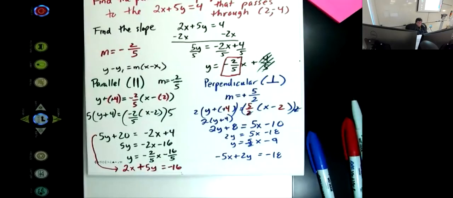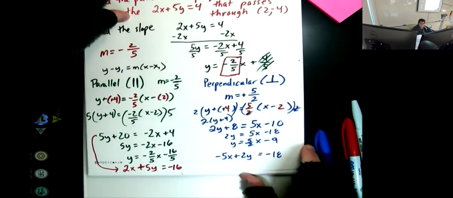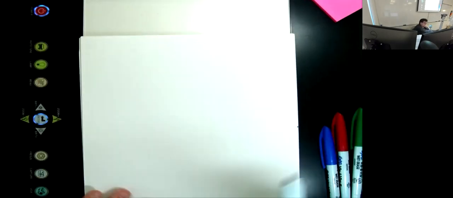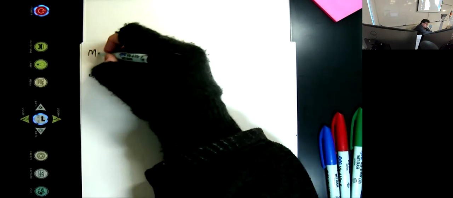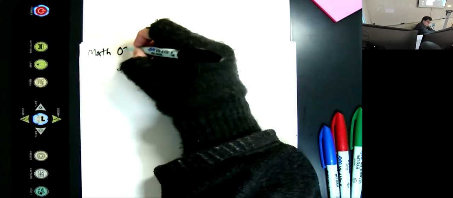Restart the next video, because there's a major shift going on here between 2.5 and 2.6. So, Math 35, section 2.6 is on basic graphs.